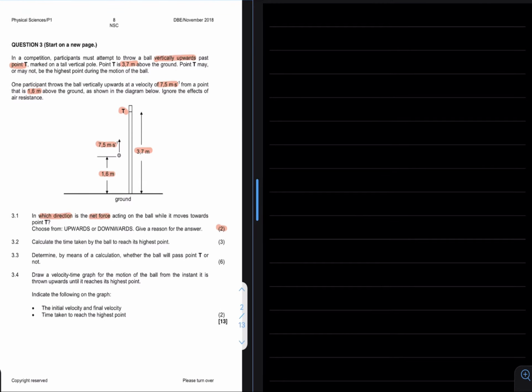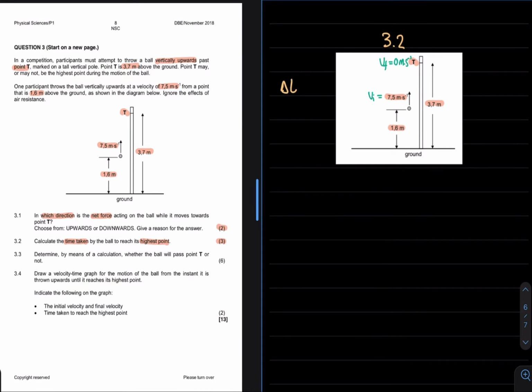Question 3.2 says calculate the time taken by the ball to reach its highest point for a total of 3 marks. In this problem, we are asked to calculate the time it takes to go from an initial velocity of 7.5 meters per second to a final velocity of 0 meters per second.